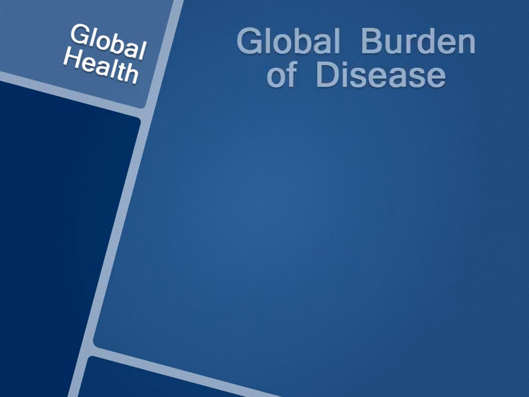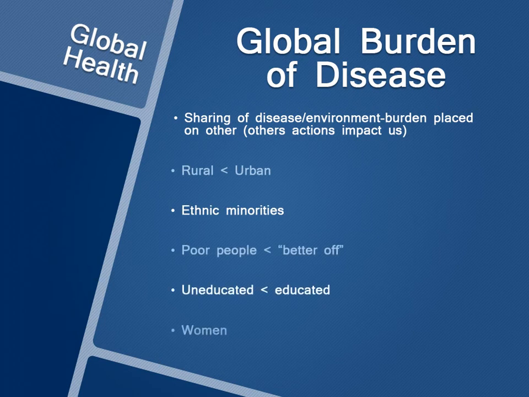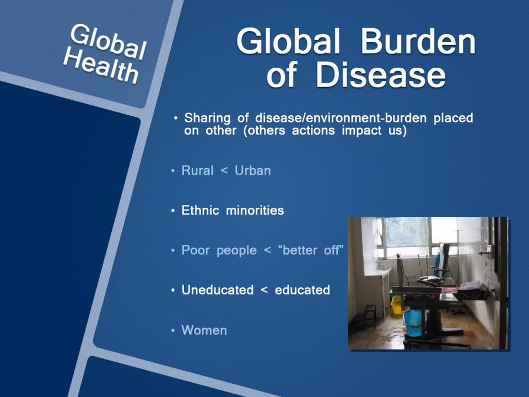The Global Burden of Disease is a report published regularly by the WHO. It compares diseases, economics, and environments across countries. The first versions of the report were printed in the 1990s. They are not published every year, but they are starting to be distributed more regularly. These reports are an excellent way of sharing information regarding the disease, the environment, and the burden placed on others.